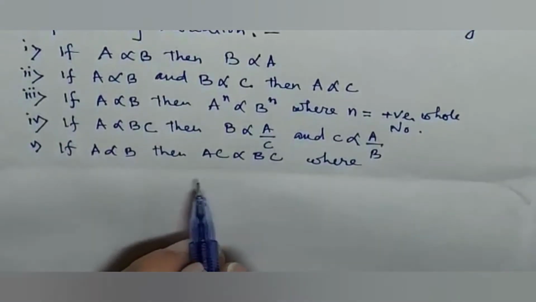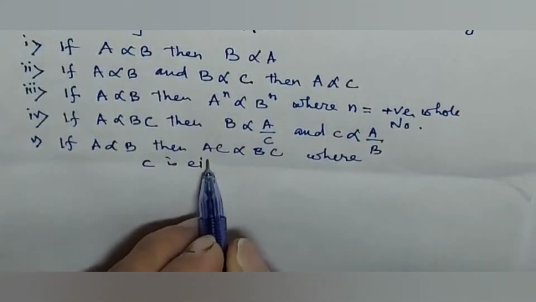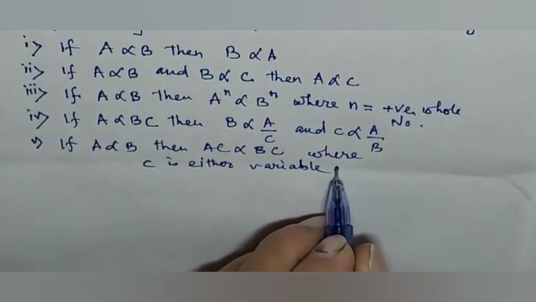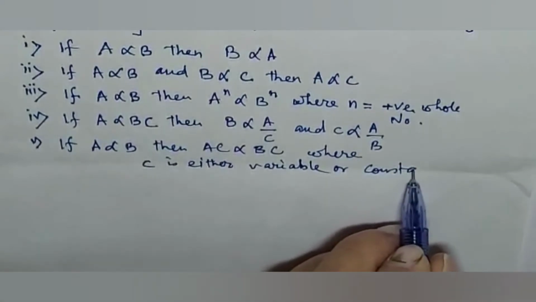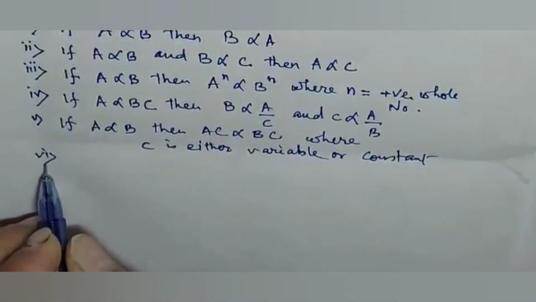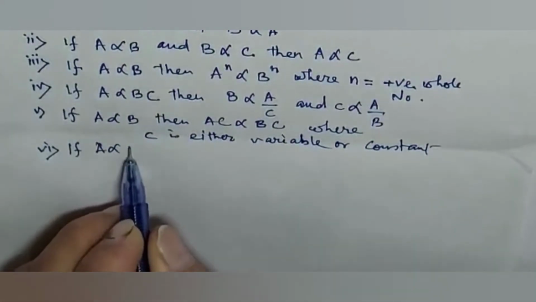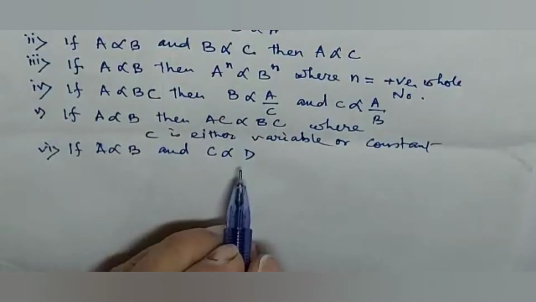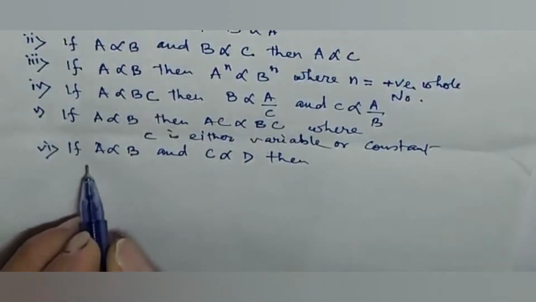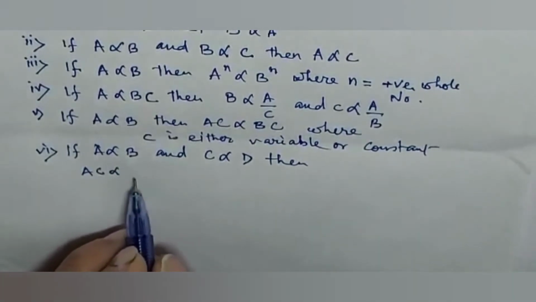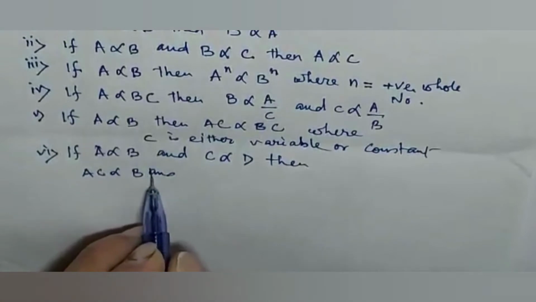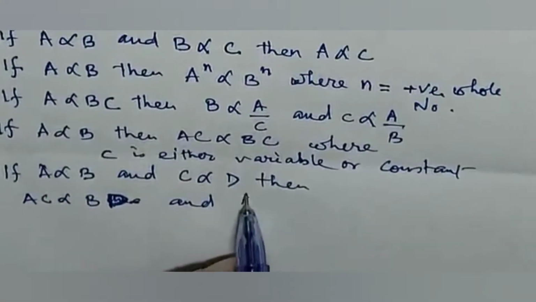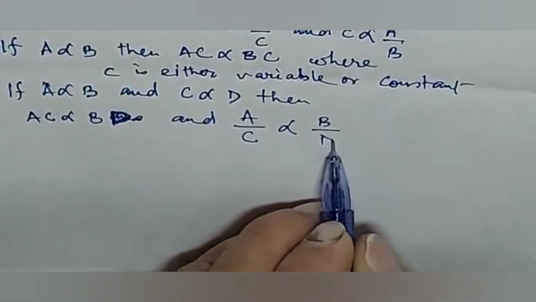where C is either a variable or a non-zero constant. Number 6, if A proportional to B and C proportional to D, then AC proportional to BD and A by C proportional to B by D.